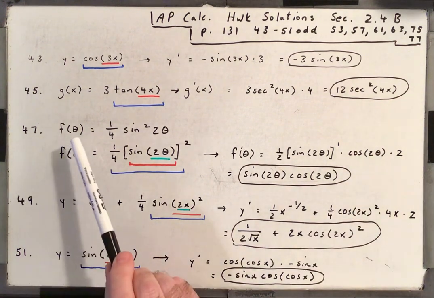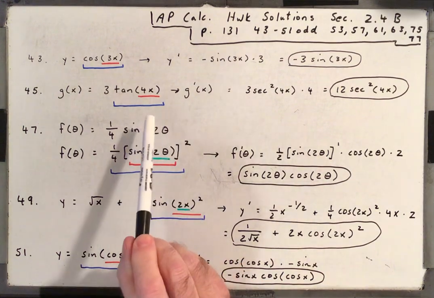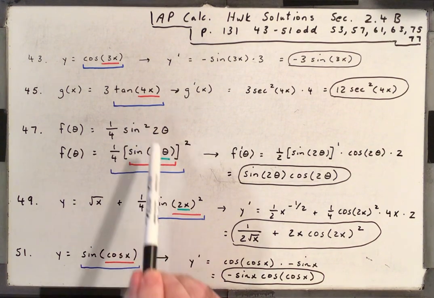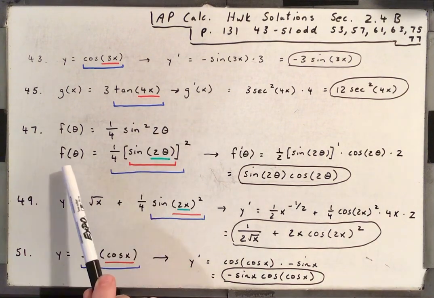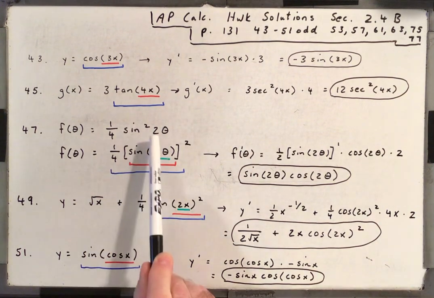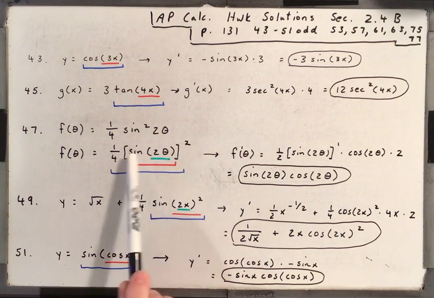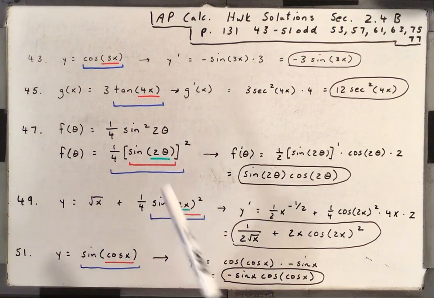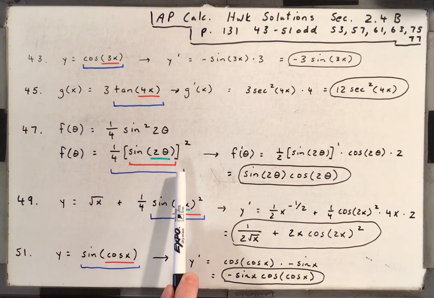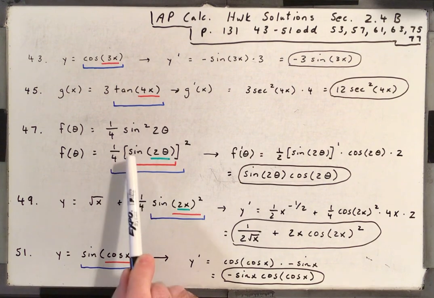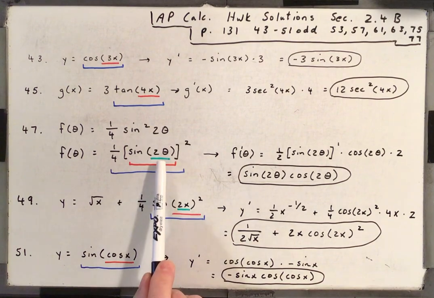All right, 47, f of theta is 1/4 sine squared 2 theta. So this is going to be a three-layer onion because we've got the whole thing squared, and then we also have a number in front of theta. So let's rewrite this as 1/4 sine 2 theta. I put the 2 theta in parentheses, and then this 2 here means the entire sine of that angle is squared. So the outer function is the whole thing. Then the intermediate function would be sine 2 theta. And then the angle is the innermost function in green.